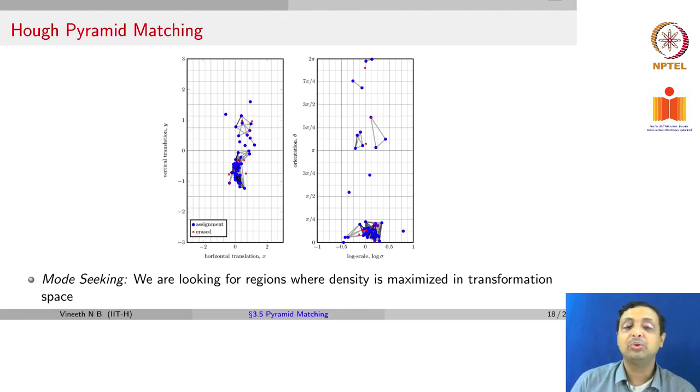And now you try to see which of these gives you the highest density, because that's what Hough voting is all about, where we try to look for regions where the density is maximized in transformation space, and that gives you an effective match. That final bin of translation, scale and rotation value is the final match between those 2 points in these 2 images.